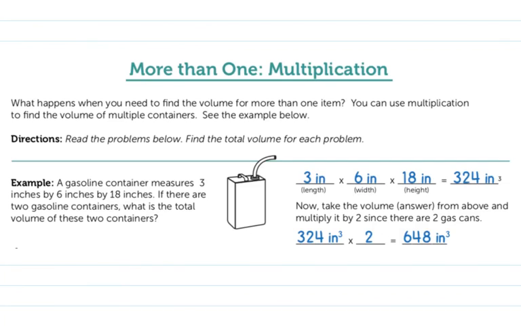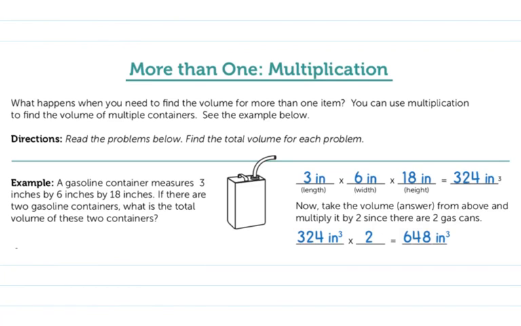So for more than one prism, we're going to use multiplication. It says what happens when you need to find the volume for more than one item. You can use multiplication to find the volume of multiple containers. So let's look at this example here. It says a gasoline container measures 3 inches by 6 inches by 18 inches. If there are 2 gasoline containers, what is the total volume of these 2 containers?